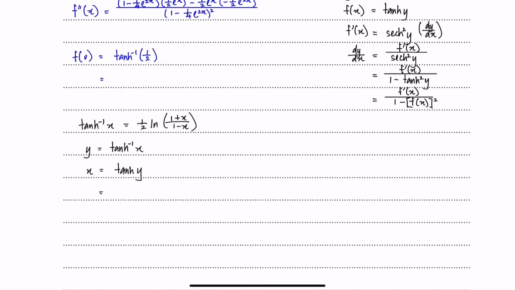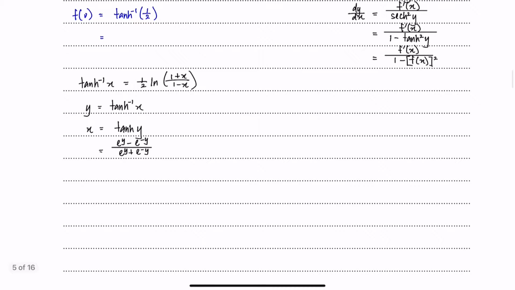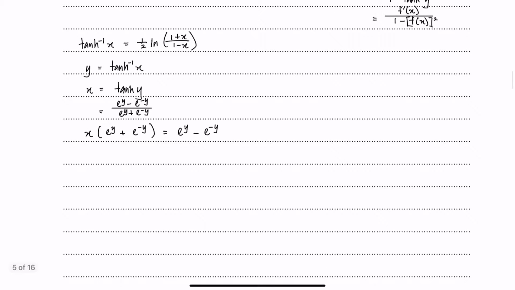And now you can write this as e to the y minus e to the negative y over e to the y plus e to the negative y. And you move the denominator to the left side, so x times e to the y plus e to the negative y equals e to the y minus e to the negative y. And now you multiply the whole equation by e to the y, so you get x times e to the 2y plus 1 equals e to the 2y minus 1.